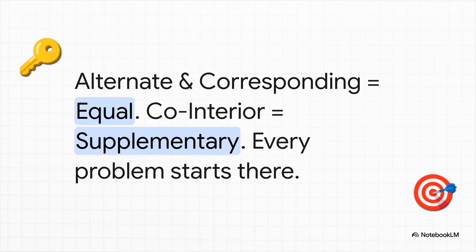So after all of that, if you only remember one thing, what should it be? It's this simple rule right here. If the name has alternate or corresponding, the angles are equal. If you see co-interior or same side, they're supplementary. That's it. Every single problem starts and ends with that one simple idea. So what other geometry puzzles do you think this one simple rule could help you solve?